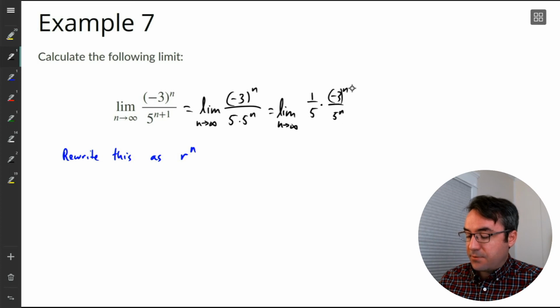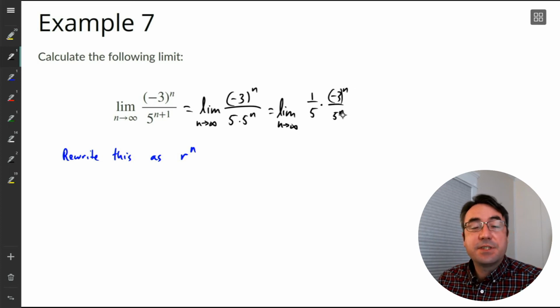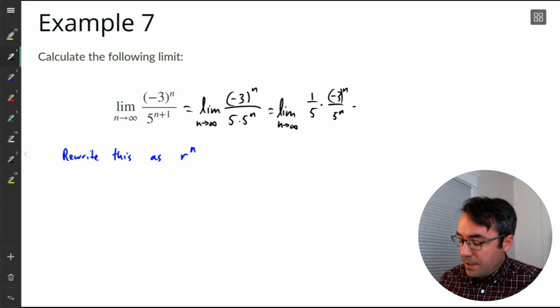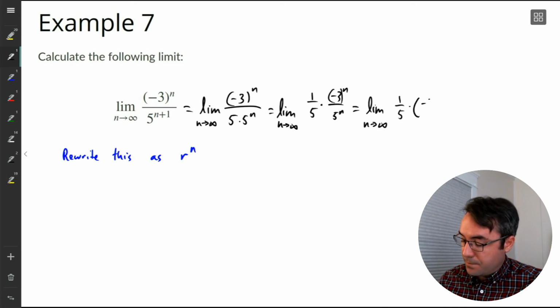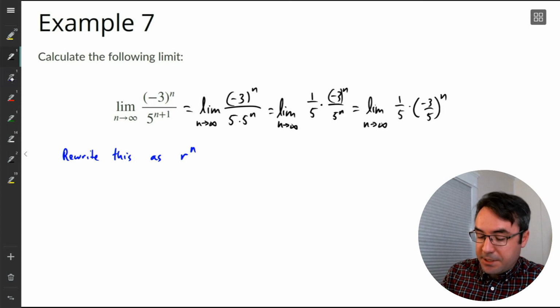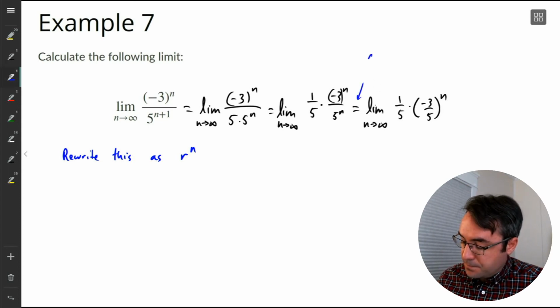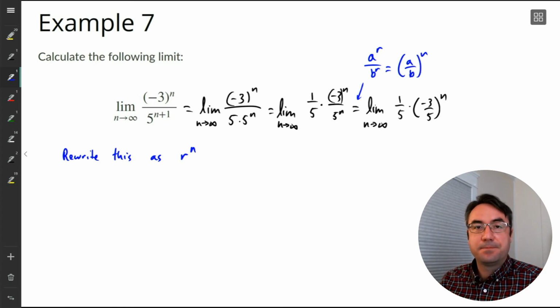Well, now in this fraction here, all of these things have the same exponent. So we can use one of our exponent rules that allows us to essentially factor off that common exponent. When we have a raised to the r divided by b raised to the r, we can factor off that common exponent. So we get a over b, all raised to the power r.